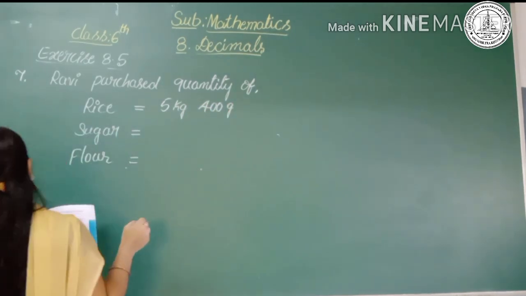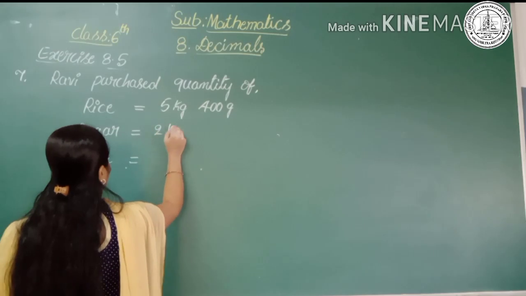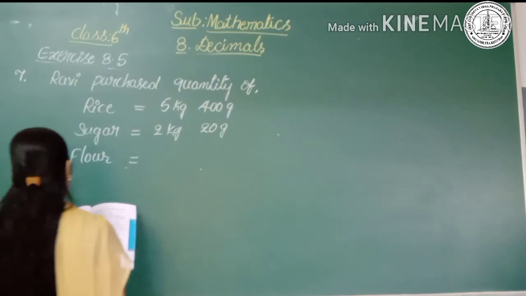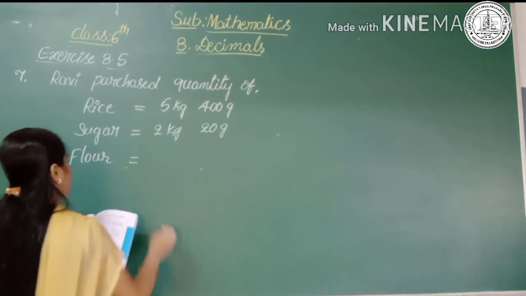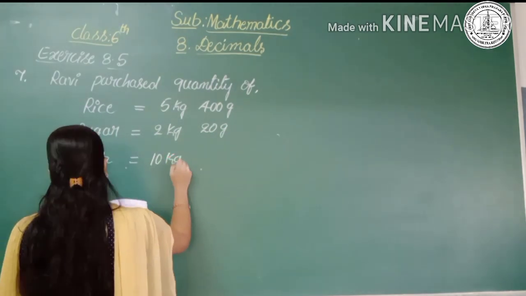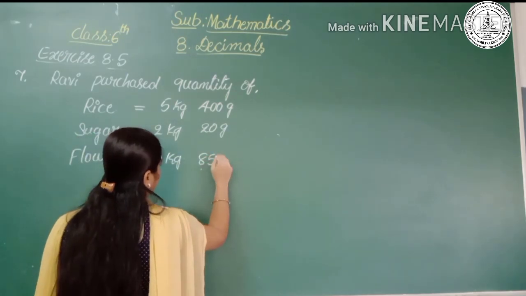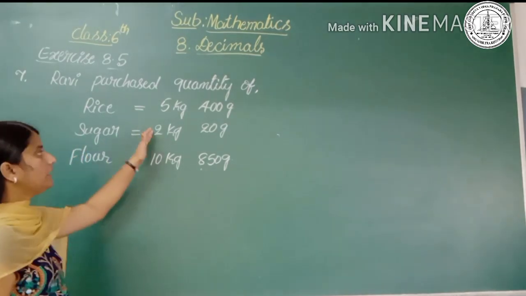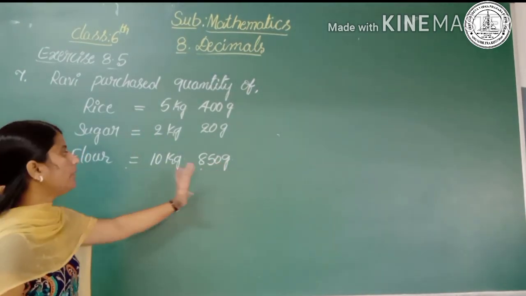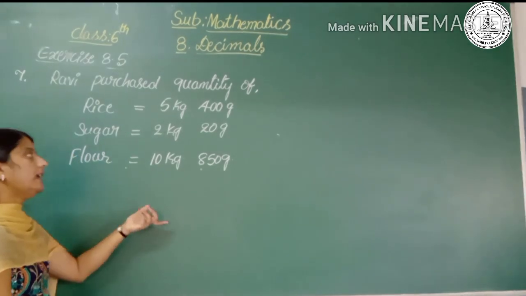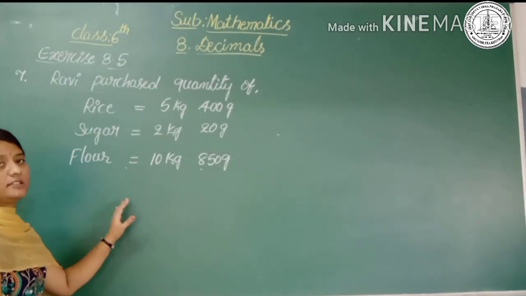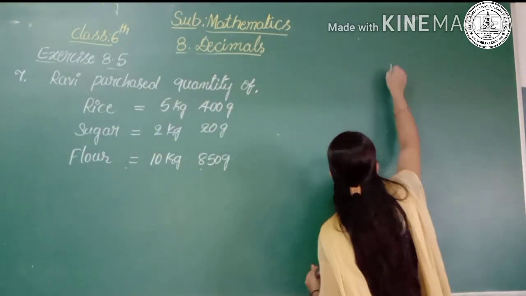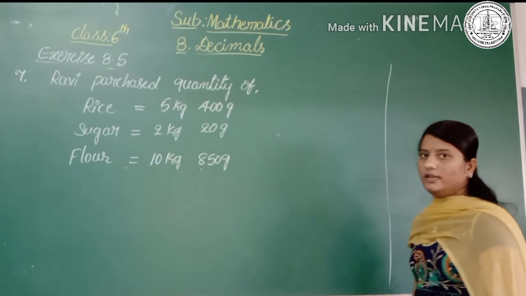and the second one, sugar, is 2 kg 20 grams. Then the third one, flour, is 10 kg 850 grams. Okay. Yes, now you observe here they are given in kgs and grams. So we have to convert everything into kgs and express as decimals, and it is very easy to add. Yes, do it on the right side, conversion of grams into kgs.